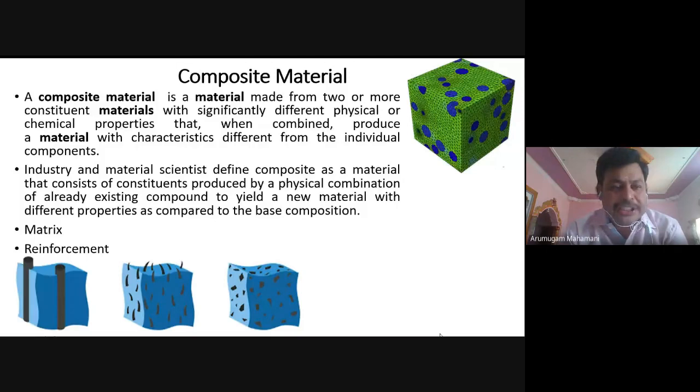So composite material, I already introduced. It is a combination of two materials. One element is matrix and another element is reinforcement. The matrix is very soft and ductile. Reinforcement is very hard and brittle.